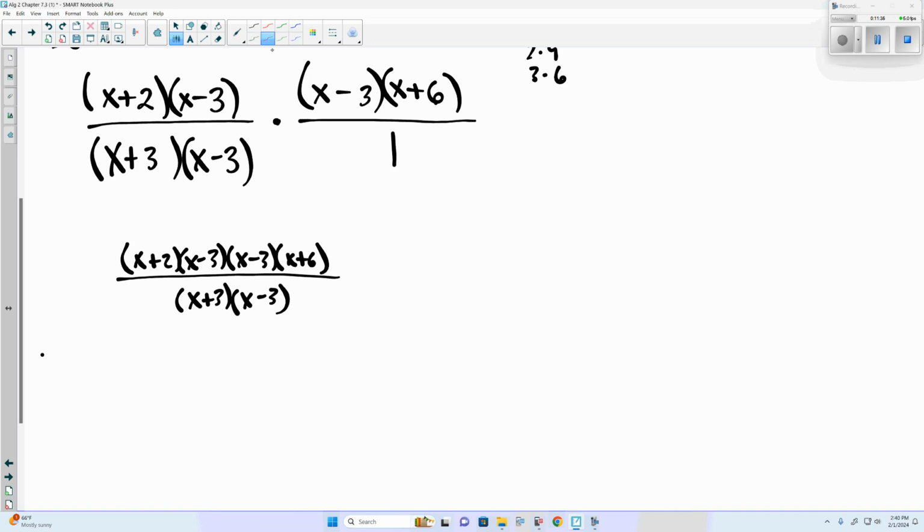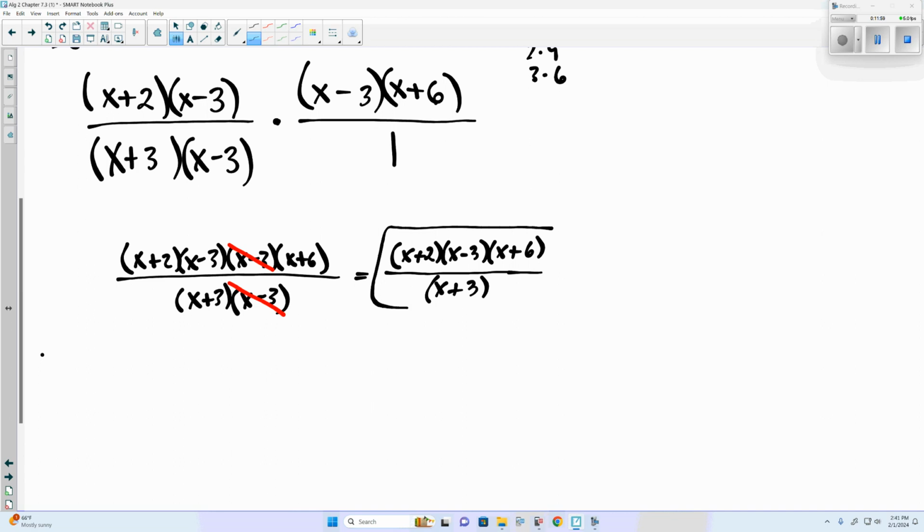Well, the only thing we have in common on top and bottom is 1, x minus 3. Everything else stays. So we have x plus 2 times x minus 3 times x plus 6 all over x plus 3. And that's it. Questions on this here?